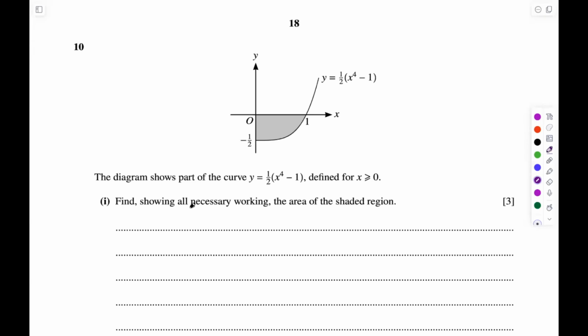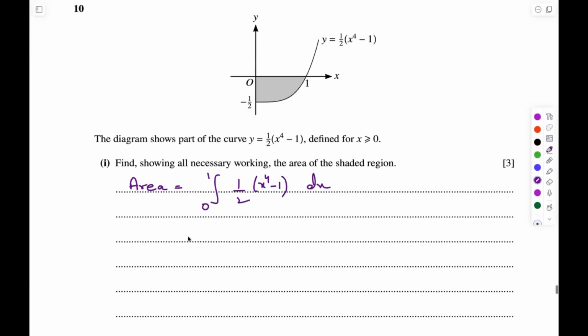In question 10, the diagram shows part of the curve y equals to 1 upon 2 bracket x power 4 minus 1. In part 1, we have to find the area of the shaded region. Now, to find the area of the shaded region, we'll have to integrate the expression for the equation of the curve, which is 1 upon 2 into x power 4 minus 1. And as the shaded region lies between the points x, 1 and 0, the limits will be 1 and 0.